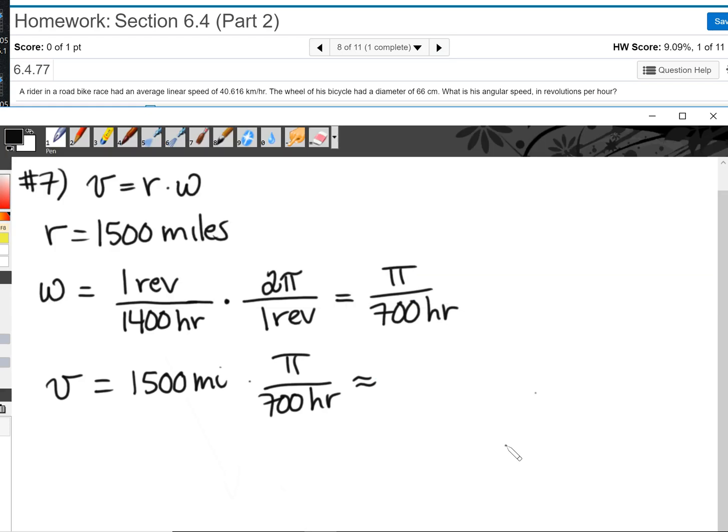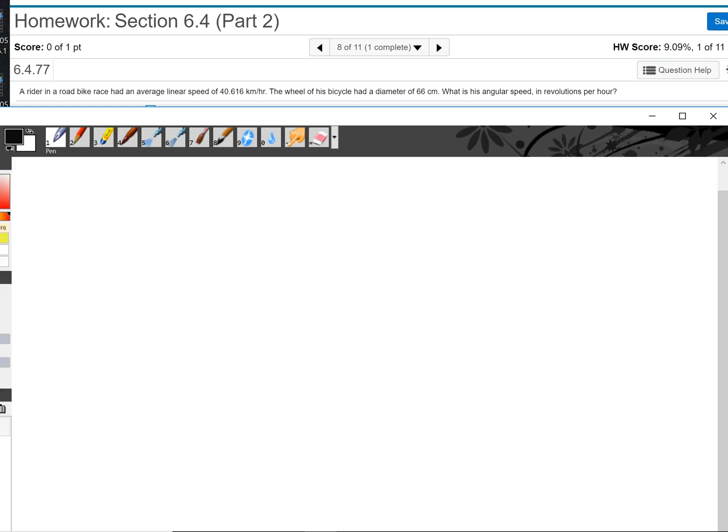So this one: a rider in a road bike race had an average linear speed of 40.616 kilometers per hour. The wheel of his bicycle had a diameter of 66 centimeters. What is his angular speed in revolutions per hour? So again, let's take what we know. Oh, metric system, which makes so much more sense, but I still don't like it. All right, so what do we know? We have an average linear speed, so we know v equals r times omega.